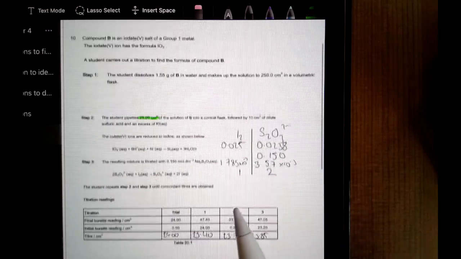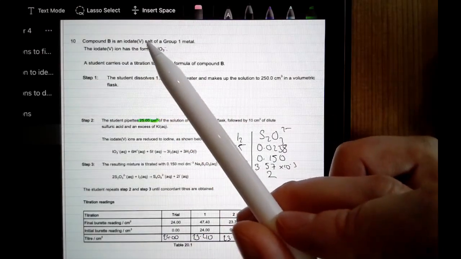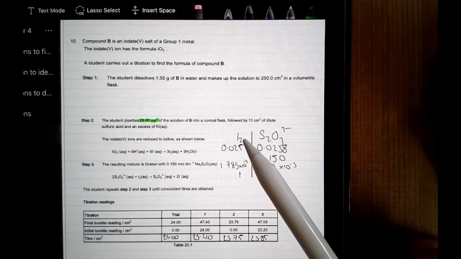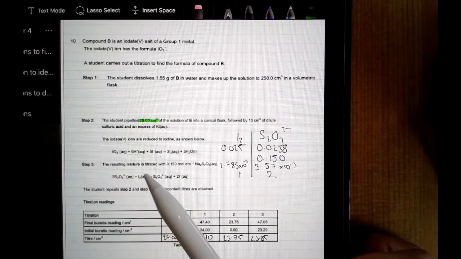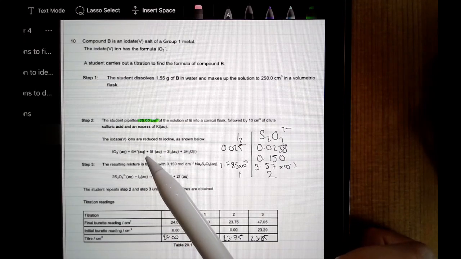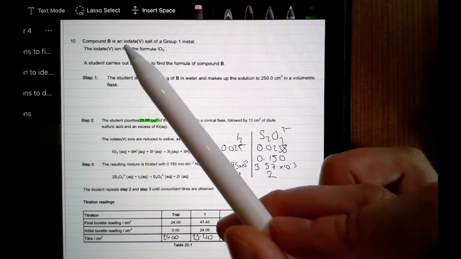If we read the question, we're not being asked about I2, we're being asked about the iodate salt, and iodine is not the same as this iodate salt. So what we'll need to do, now that we know the moles of I2, we'll need to use this equation to work out the number of moles of the iodate ion that we would have originally started with, because that's ultimately what we're being asked about.